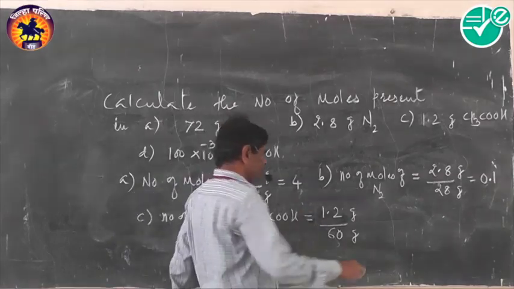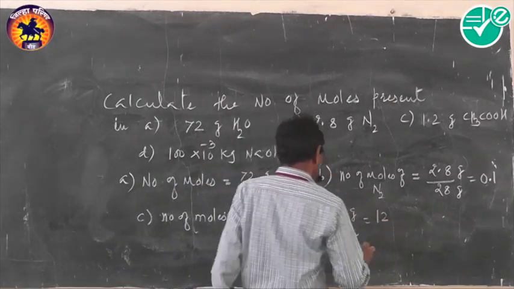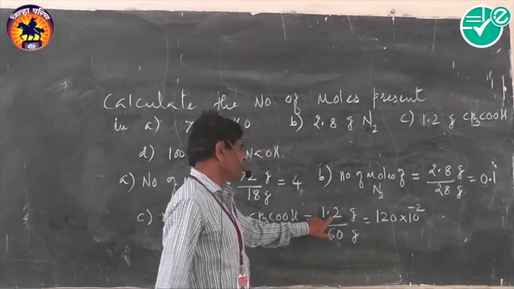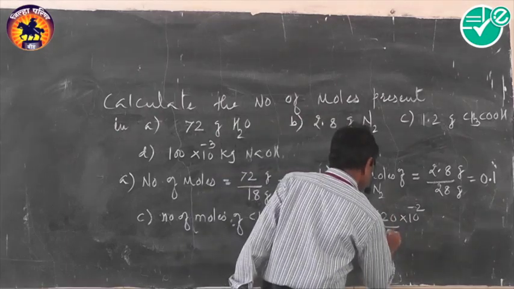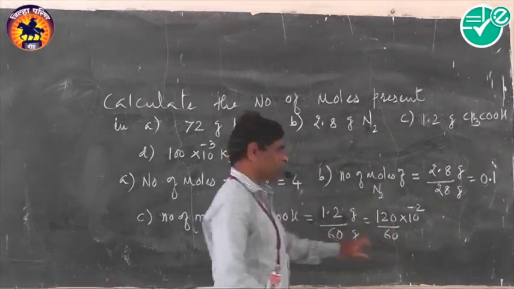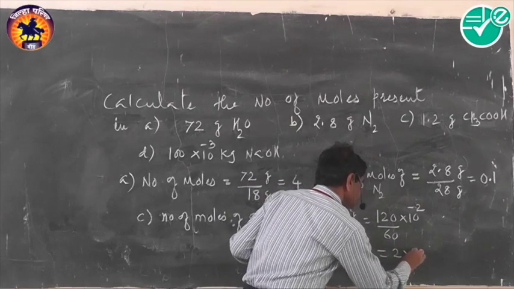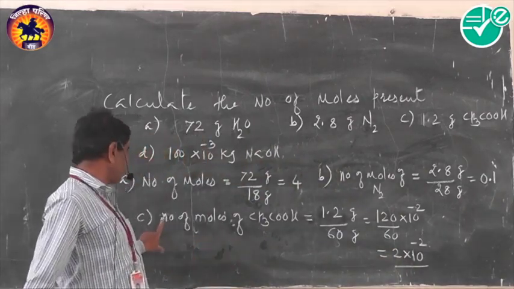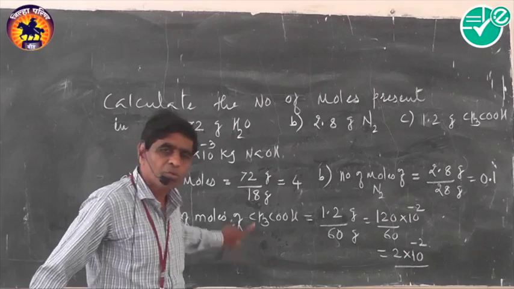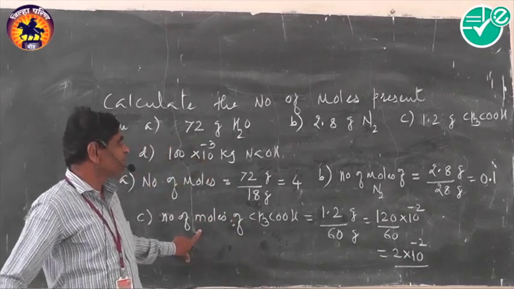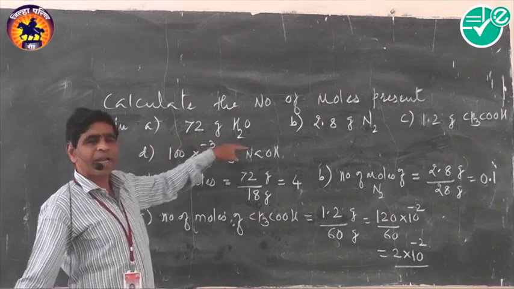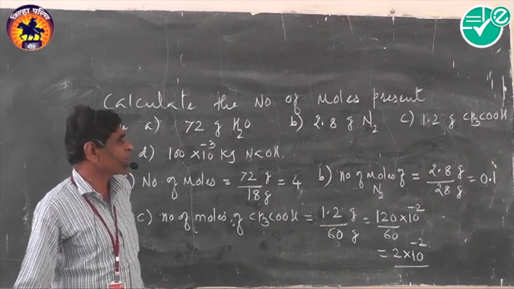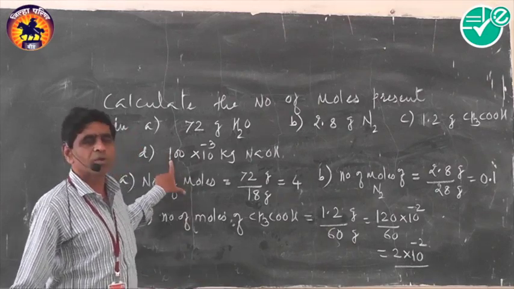So 1.2 divided by 60 can be written as 120 into 10 raised to minus 2 divided by 60. So 120 divided by 60 is 2, and so it is 2 into 10 raised to minus 2. So 1.2 gram of acetic acid means how many moles? It is 2 into 10 raised to minus 2 moles of acetic acid. Thus, from the second relation, from the gram molar mass, you can easily calculate the number of moles. So the relationship between gram molar mass and mole: gram molar mass is equal to 1 mole.